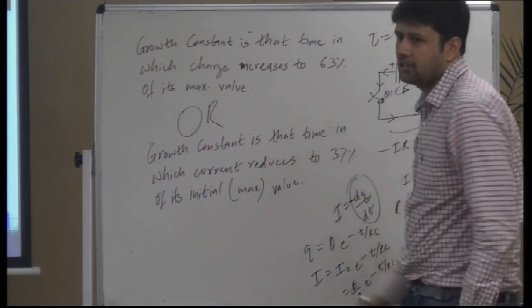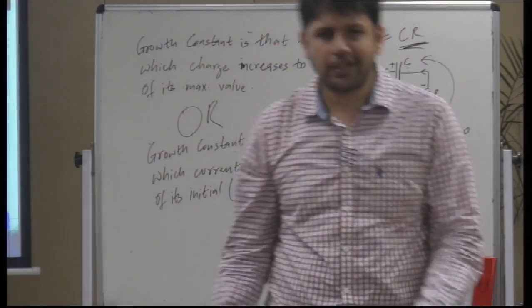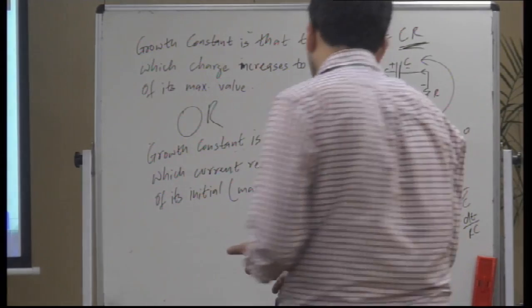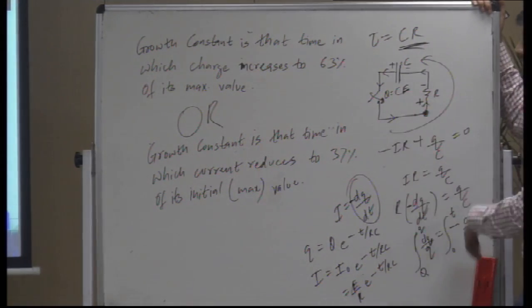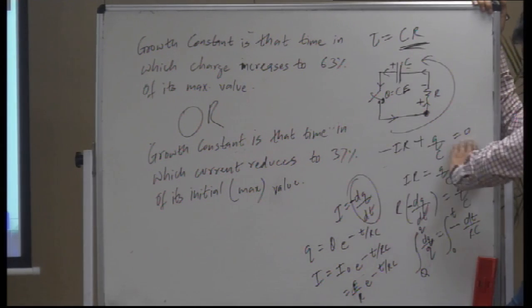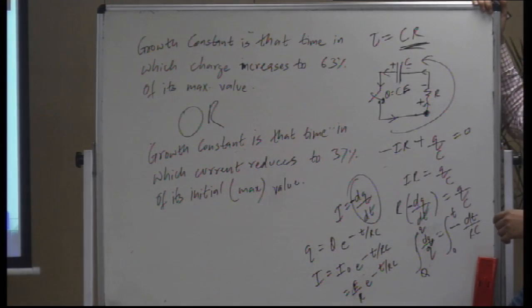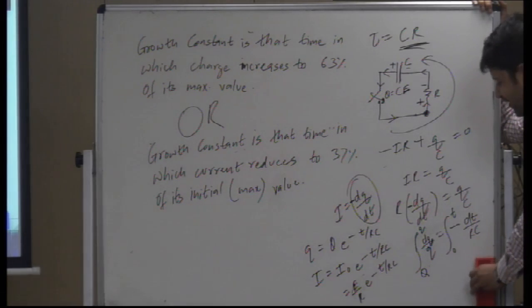I naught is E by R, the initial current. Okay, I cannot explain how to differentiate actually, that you need to learn on your own. This is maths. All this was maths. Only this was physics till this point, forming the equation. Rest all is maths. You need to learn maths first then.